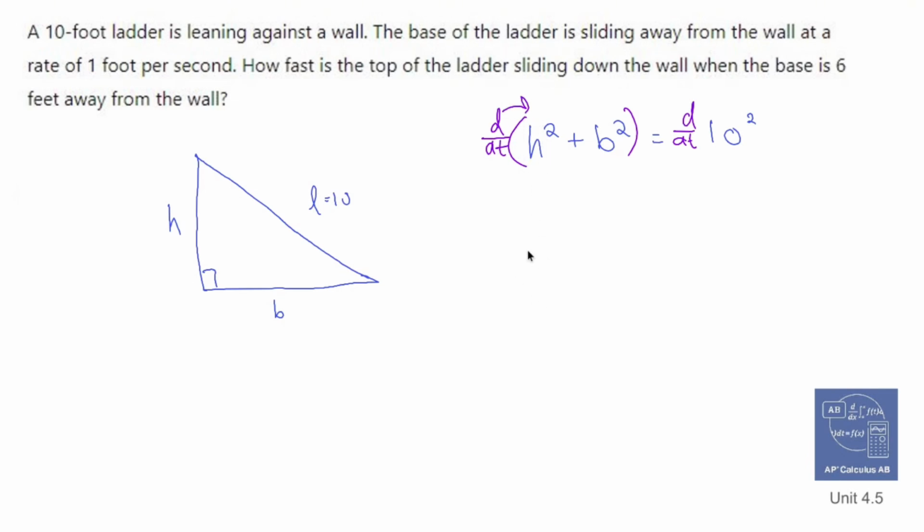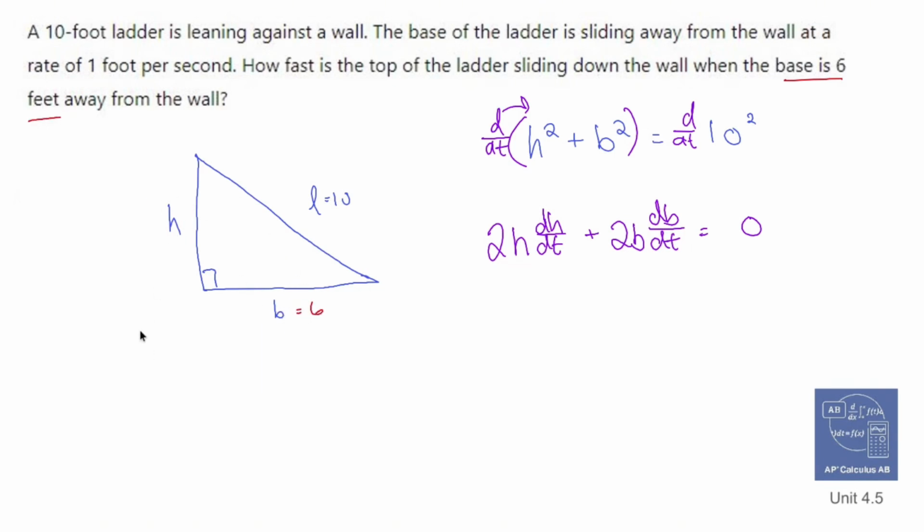The derivative of h squared with respect to t is 2h dh/dt. The derivative of b squared is very similar, 2b db/dt. The derivative of 100 is 0. That's nice. So let's see what I also know, because I seem to be missing a little bit of information. I know at this very moment, I care about the fact that the base is 6 feet away from the wall, so b is 6.